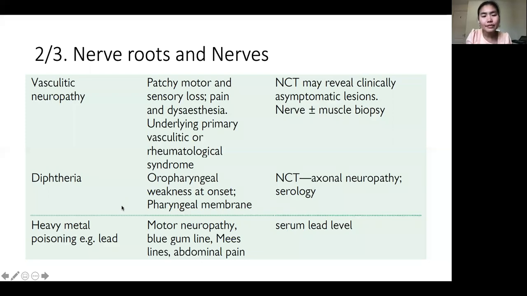And diphtheria. Diphtheria toxin can attack myelin and cause demyelinating neuropathy. When myelin is affected, it's most of the time reversible. Somebody mentioned lead poisoning. One of the medical causes of abdominal pain is lead poisoning, so well done to that person. In motor neuropathy from lead, you will have blue gum lines and abdominal pain, and you check the serum lead level.